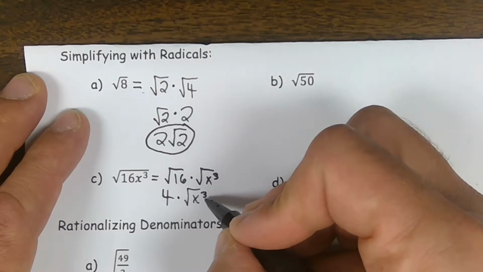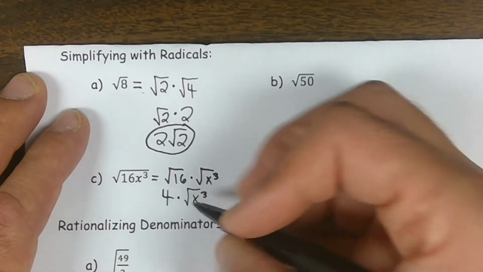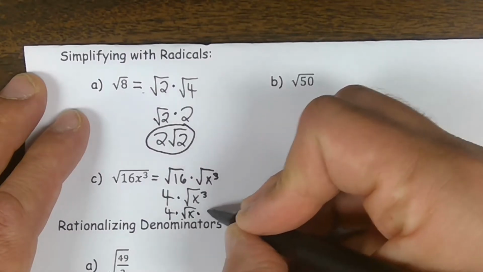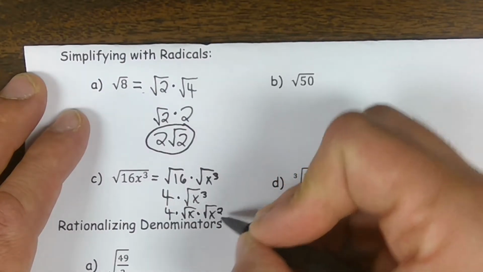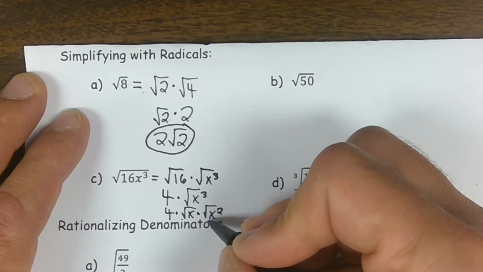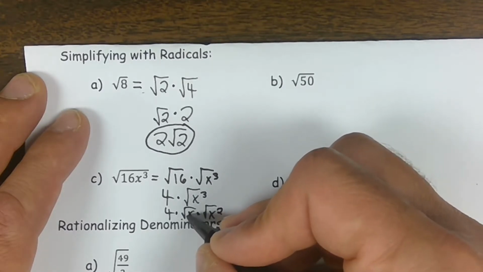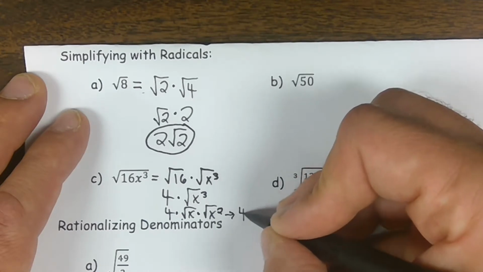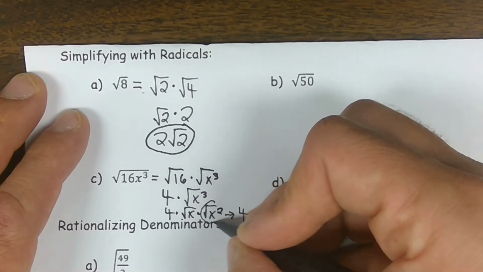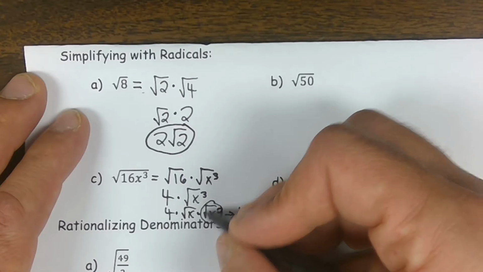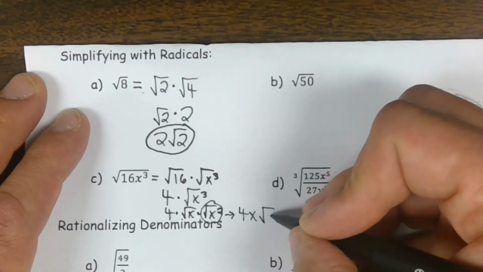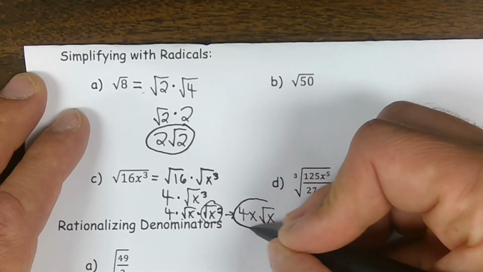So if I want to find the square root of this, again, I gotta look for a perfect square, and there is one, because the square root of x squared is a perfect square, but the square root of x isn't. So that would be 4. This would just be x, because the square root of x squared is just x. That's 4x, and I'm left with that square root of x over here.